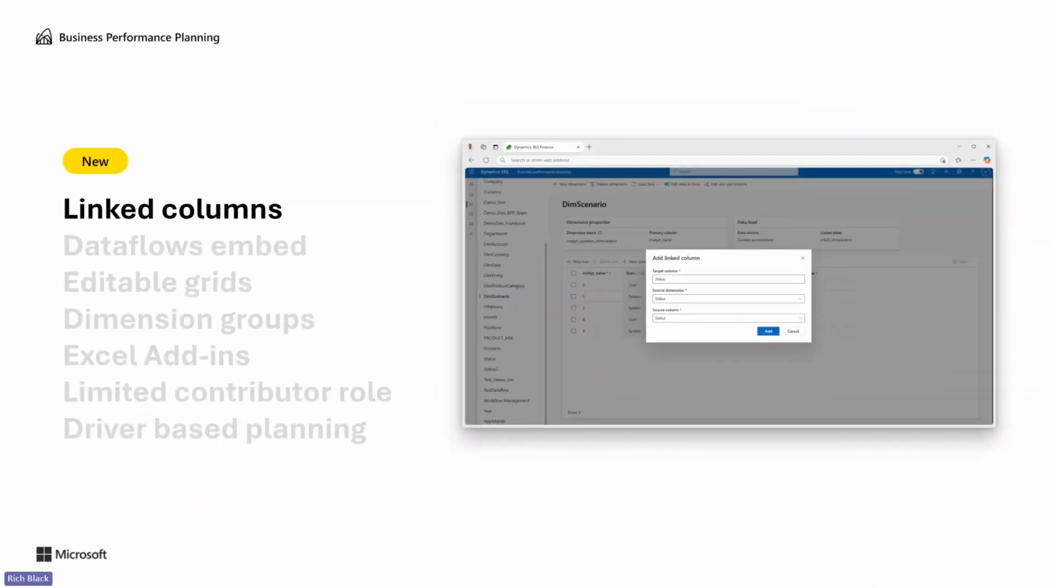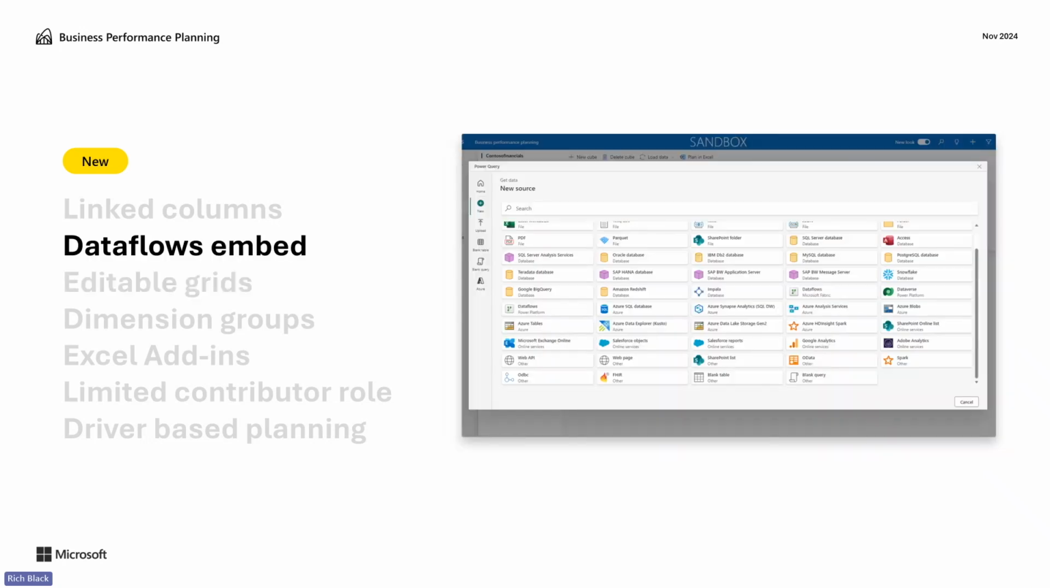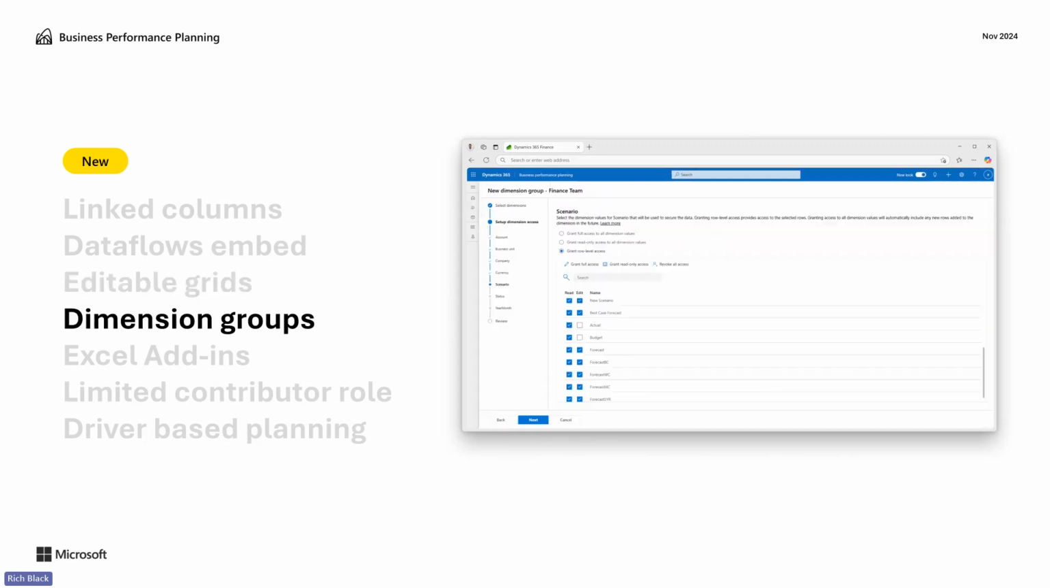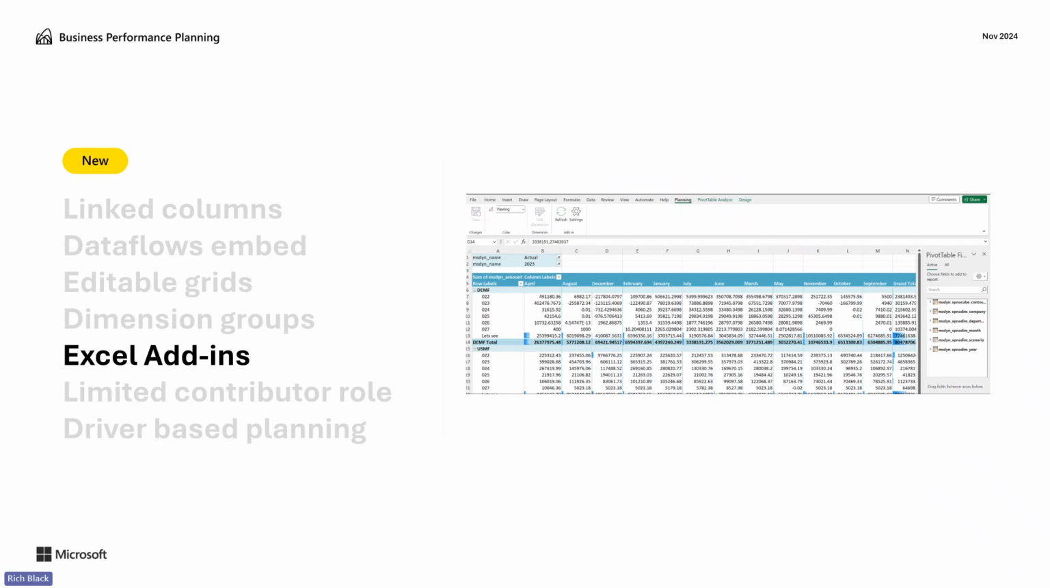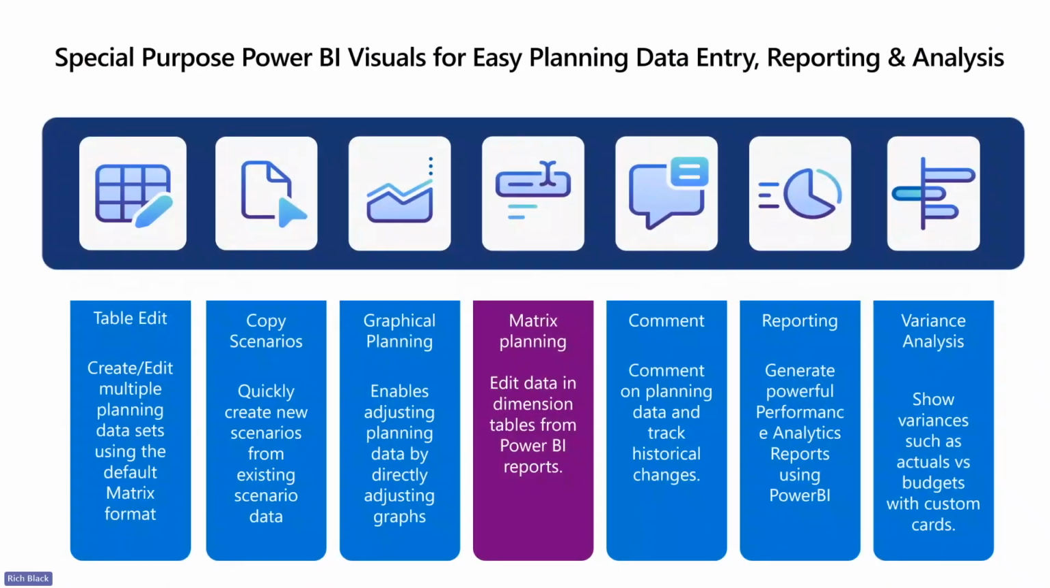I don't know if we saw specifically the ability to use the linked columns in your dimension structure, but that provides a lot of flexibility in your cube design. Sorry, we did see the embedded data flow experience there. We have the editable grids we took a look at in the dimension management there, our dimension groups to provide some granular security on the data that is in our cubes. The use of the Excel add-in, our limited contributor role, and this is from the latest licensing guide, helps you make this more accessible to your users who might already have Dynamics Finance licenses. And of course, we had that demonstration of the driver-based planning.